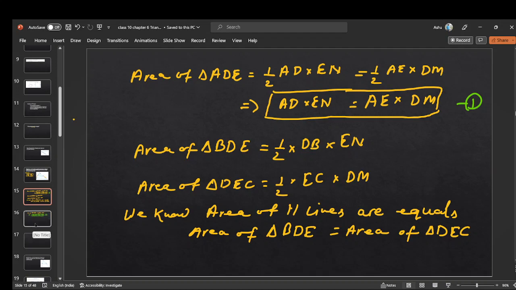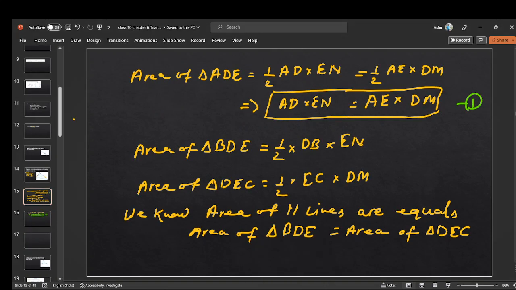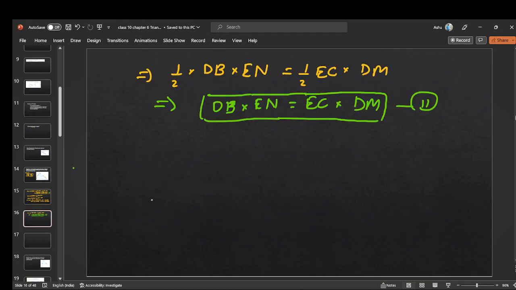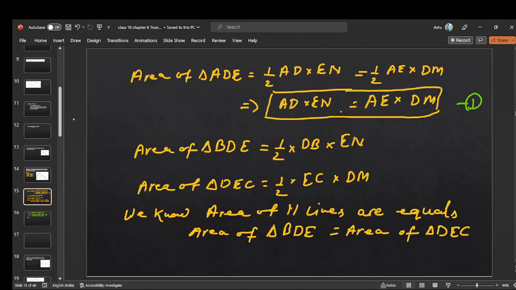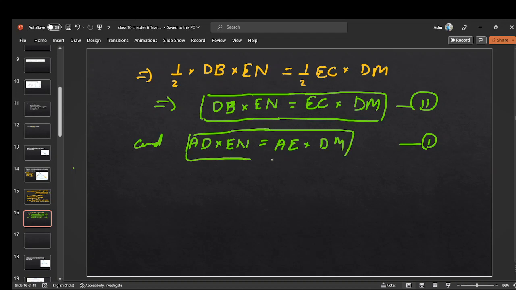Clear? Now with the help of these we can prove it. Clear? And do you know about point number 1 and point number 2? Point number 1 is AD into EN equal to AE into DM. This is point number 1. Now with the help of these two we can prove it. Clear? Now if we divide 1 by 2, then what will be the result?